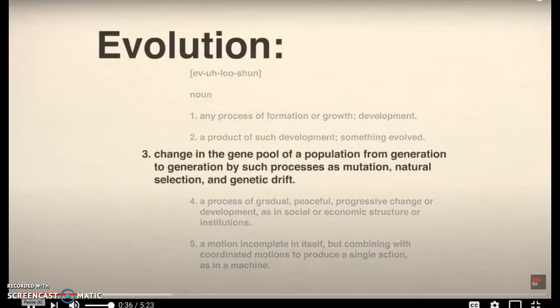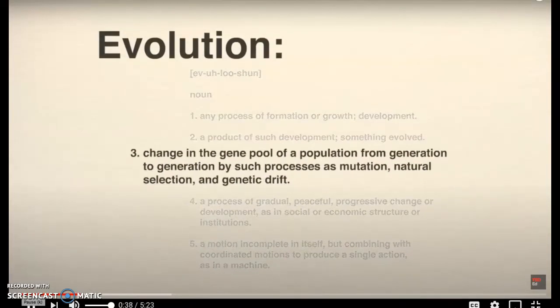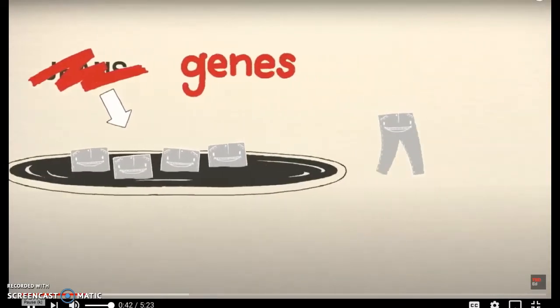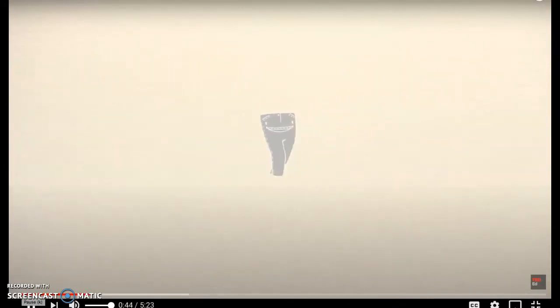Evolution is simply change in the gene pool over time. But what is a gene pool? And for that matter, what is a gene? Before spending any more time on genetics, let us begin with a story.